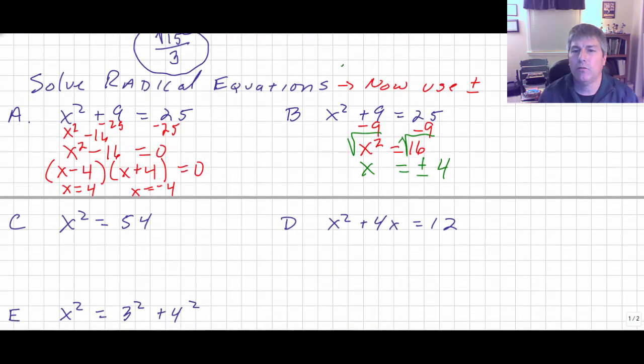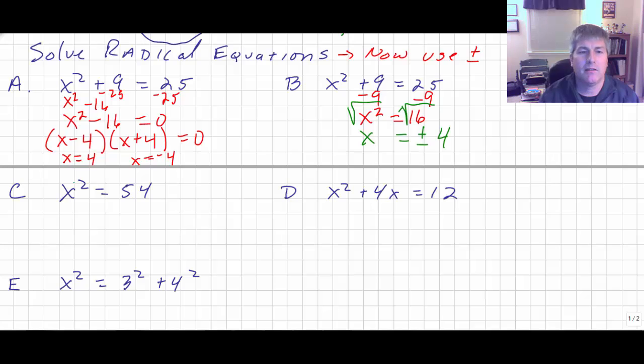Now that won't always work, but it is going to work here again in this next example. I could look at subtracting 54, but that's not a perfect square. So for x squared equals 54, I'm going to take the square root of both sides. Put my plus or minus in right away. The square root of x squared is x. And we get plus or minus the square root of 54. Well, that's going to be plus or minus the square root of 9 times the square root of 6. So x equals plus or minus 3 square root of 6.